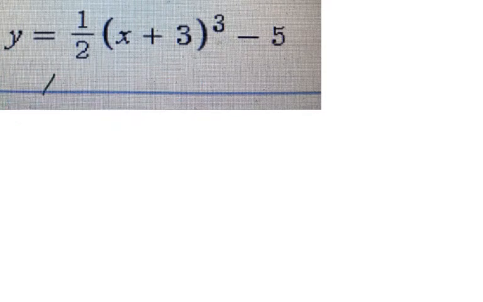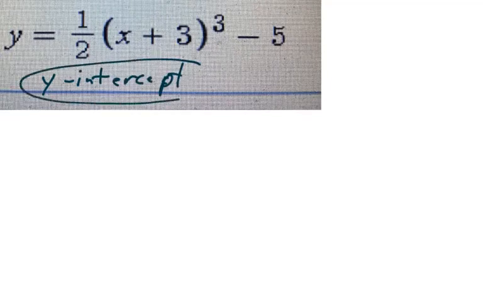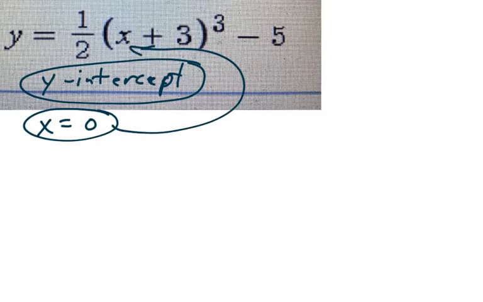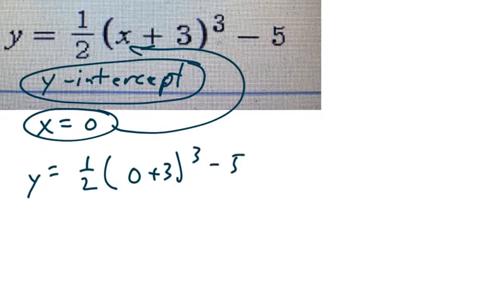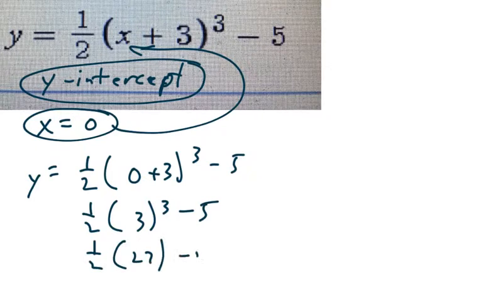How would I find a y-intercept? That's where it's going to cross the y-axis, right? Well, that's where x equals 0. So we're going to plug in 0 for x. And so we're going to get y equals 1/2 (0 plus 3) cubed minus 5, which is 1/2 (3 cubed) minus 5, which is 1/2 (27) minus 5.